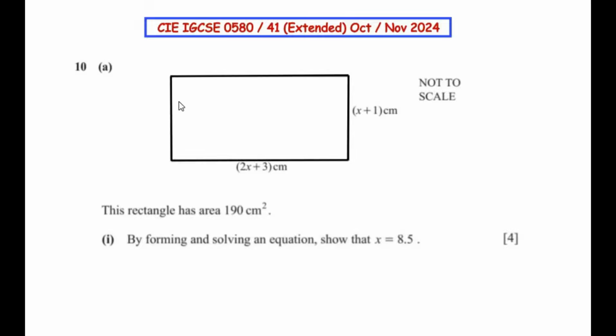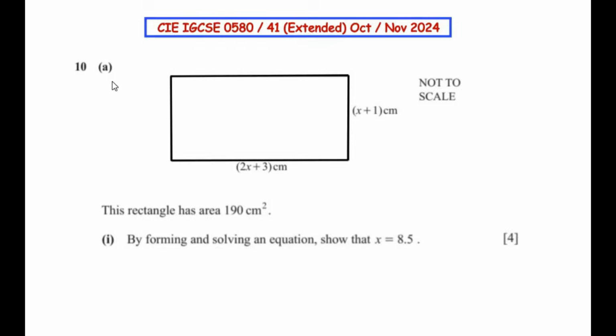In this video we are going to solve the 10th question from CIE IGCSE 058041 extended paper from October-November 2024. Now this question is a combination of mensuration and algebra. So let us start with the first one.